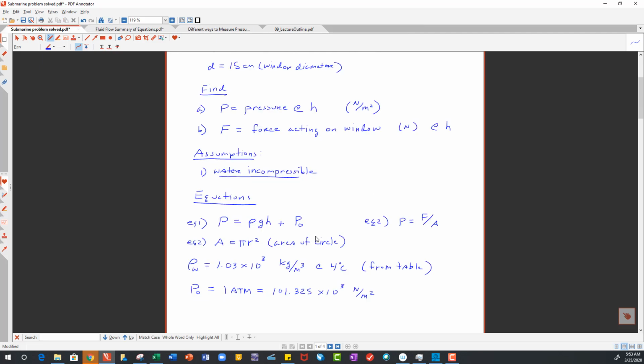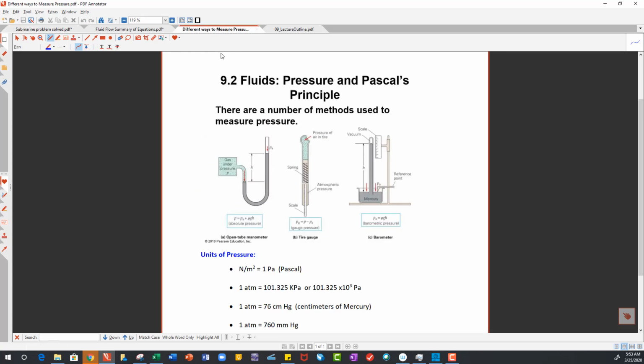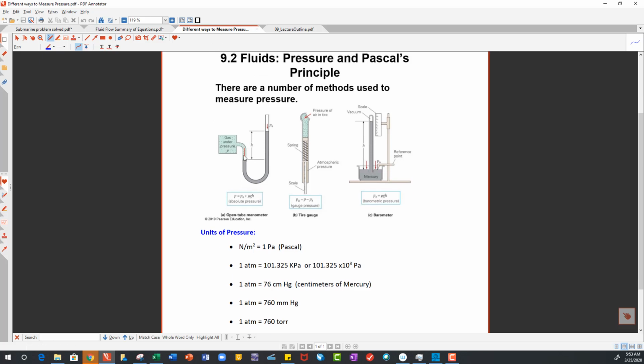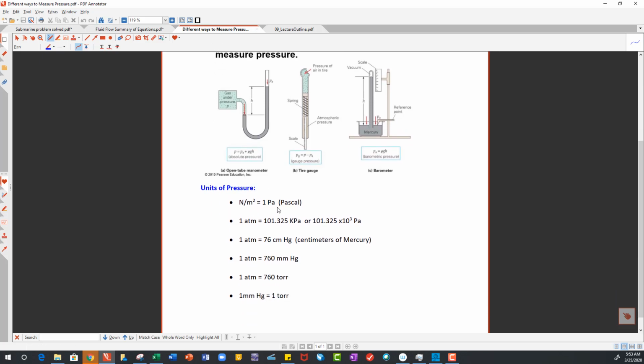And then 1 atmosphere, or the pressure at the surface of the Earth, the air pressure, is 101.325 times 10 to the 3 newtons per meter squared. And I got that from the different ways to measure pressure, which is a handout in Canvas. And you can see here that 1 pascal equals a newton per meter squared, and 1 atmosphere equals 101.325 kilopascals, or 101.325 times 10 to the 3 pascals, as I've listed here, or you can list that in newtons per meter squared.